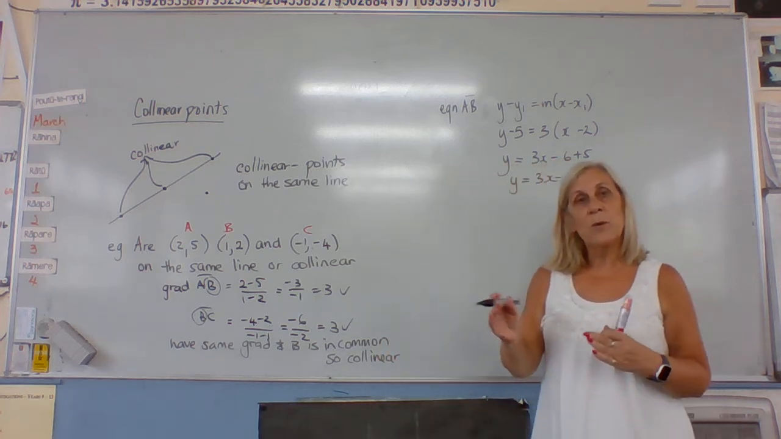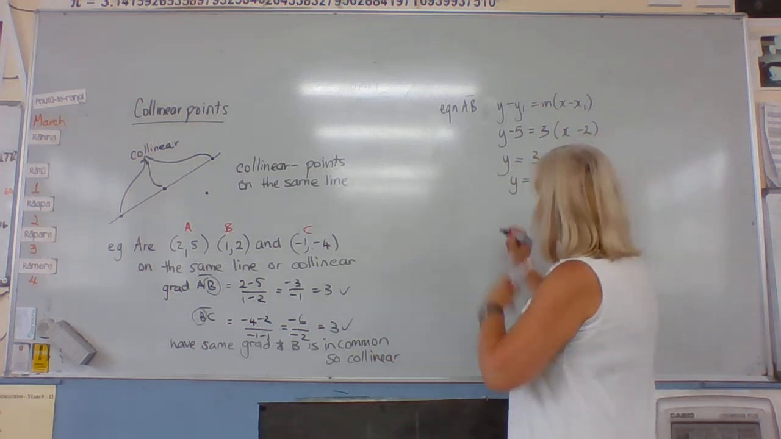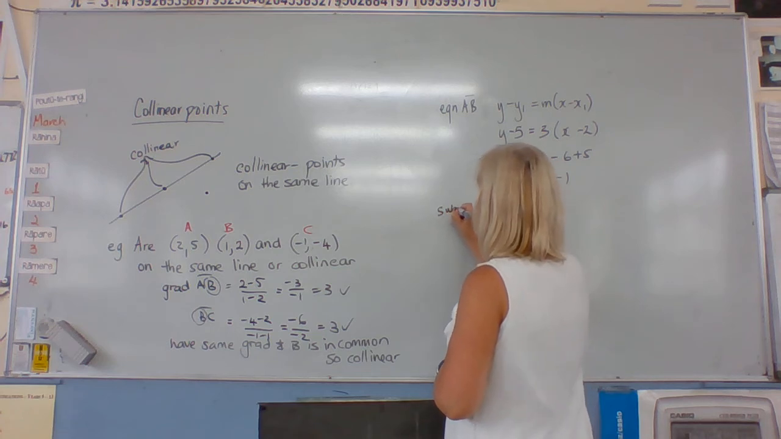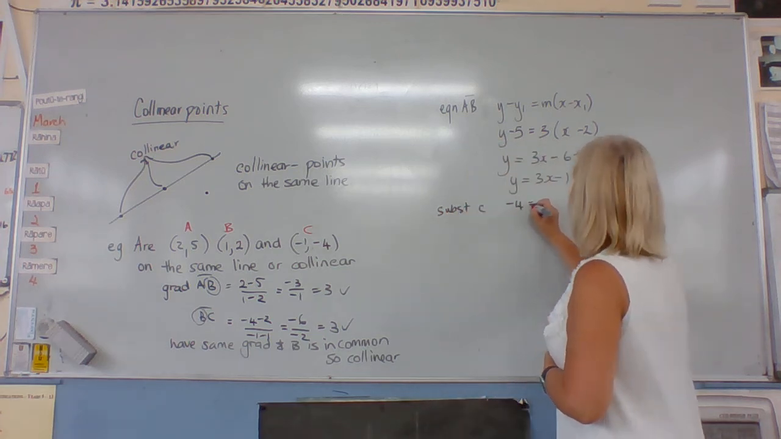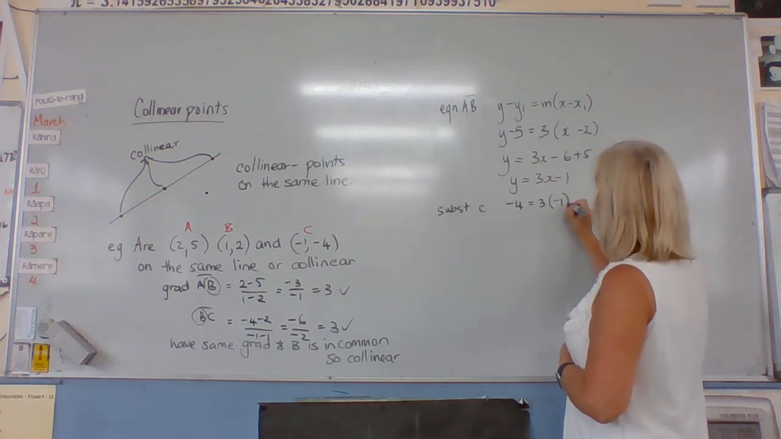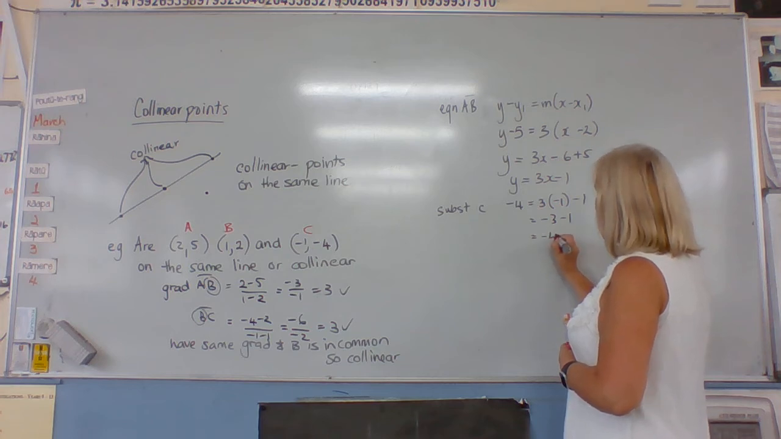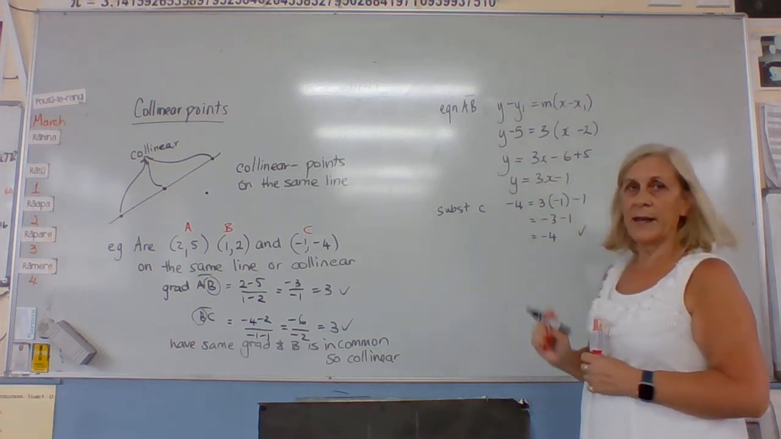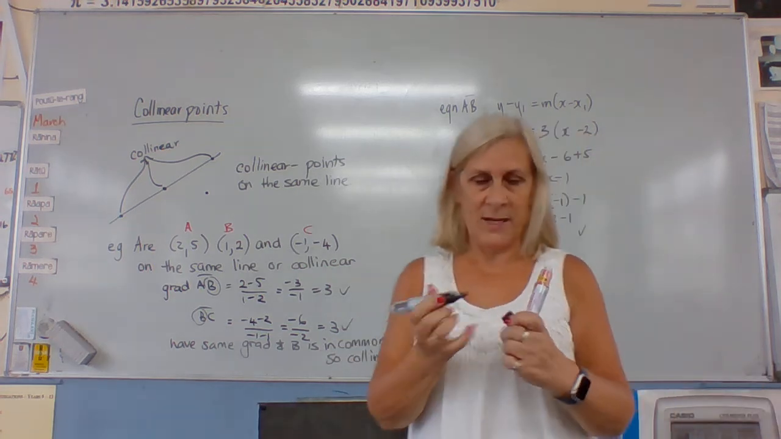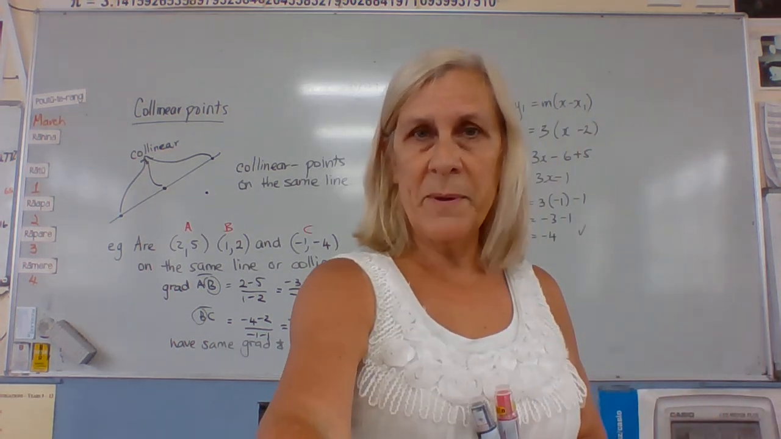So remember I said that we want to prove it by putting the other point in. So substituting C, we're going to get negative 4 is equal to 3 times negative 1 minus 1, is equal to negative 3 minus 1, is negative 4. So yes, they are equal. Therefore, that point is on that line, and so were the other two because we used them to find it. All right, so a bit of practice on that.